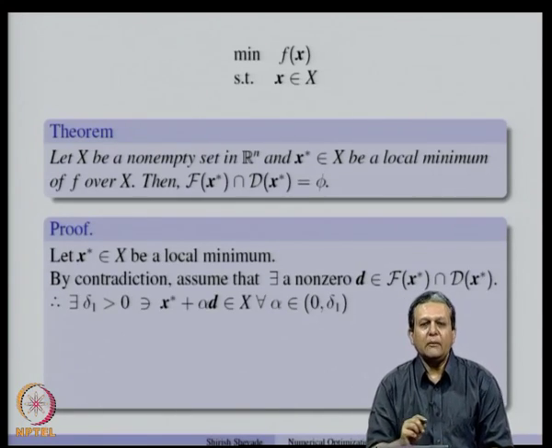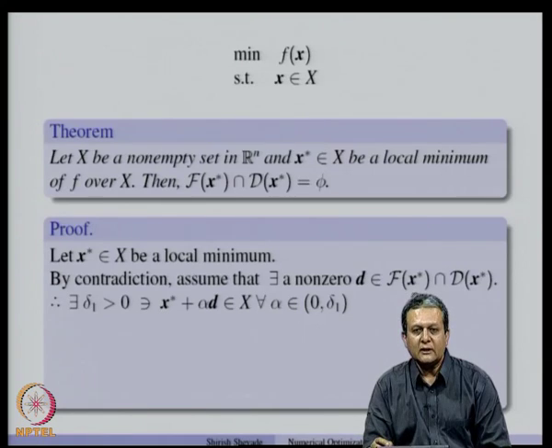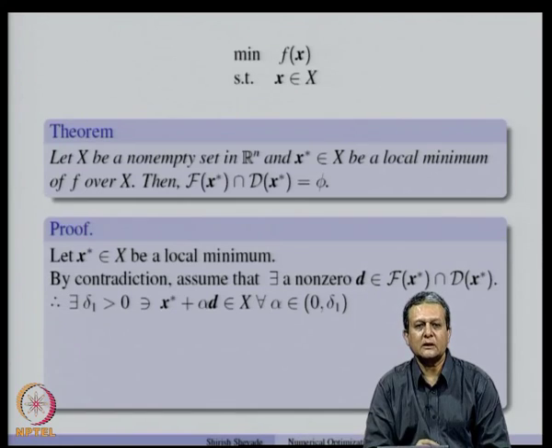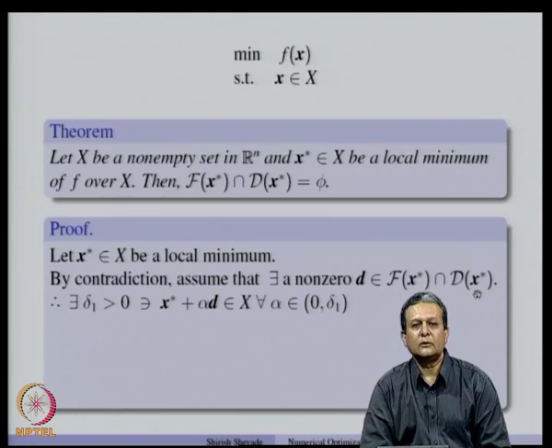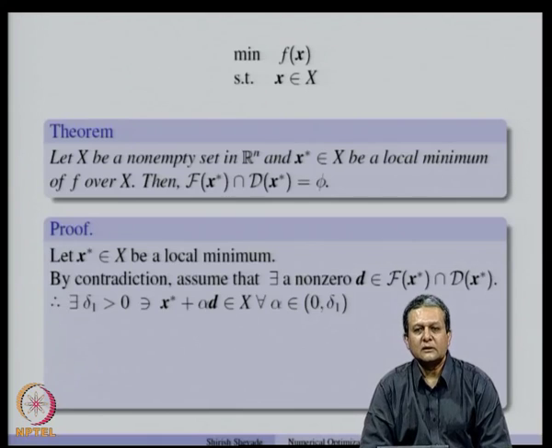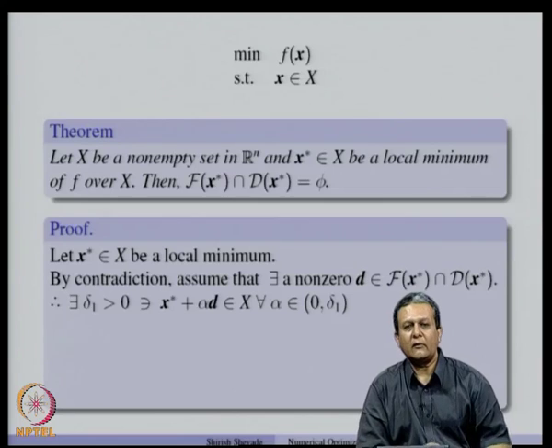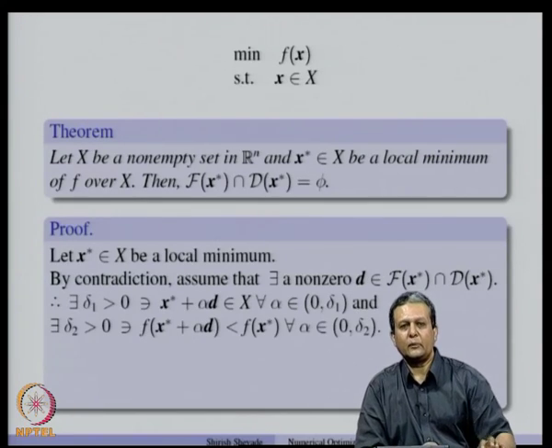Now, since d belongs to F(x star), the set of feasible directions, by the definition of the set of feasible directions, we can say that there exists delta 1 greater than 0 such that x star plus alpha d belongs to the set X for all alpha in the range 0 to delta 1. And similarly, one can use the definition of D(x star) to say that there exists delta 2 greater than 0 such that f of x star plus alpha d is less than f of x star for all alpha in the range 0 to delta 2.